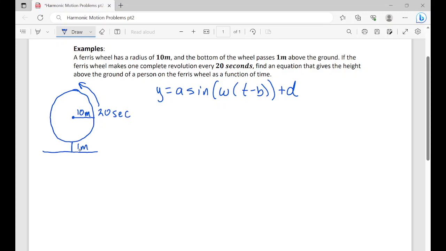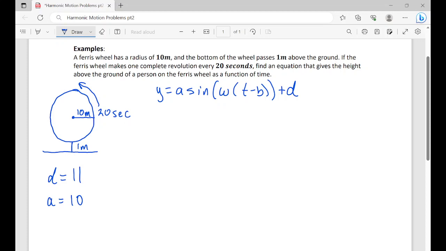Well, like I said, if it was cutting it right in half, then I would say it moved up 10 spots because of the radius of the circle, 10. But it's also been moved up 1 more because of how high off the ground it is, 11. So I can look at this and think that my vertical shift d is 11. But I also see that the radius of the circle is 10, so 10 high, 10 down. So I could probably say that a equals 10, so it's an amplitude of 10. Now I have to find omega.